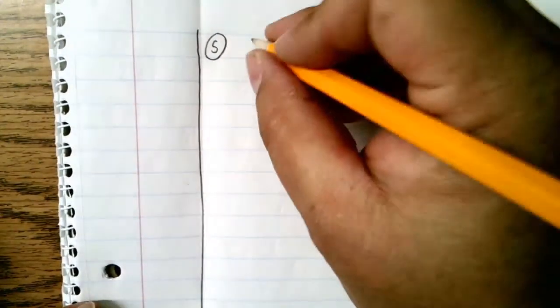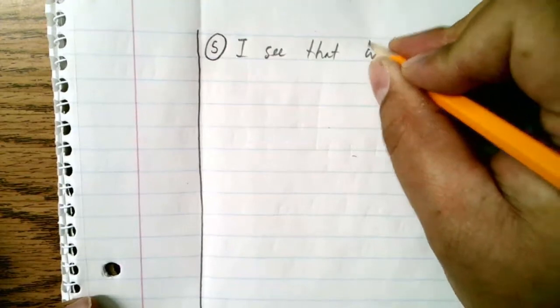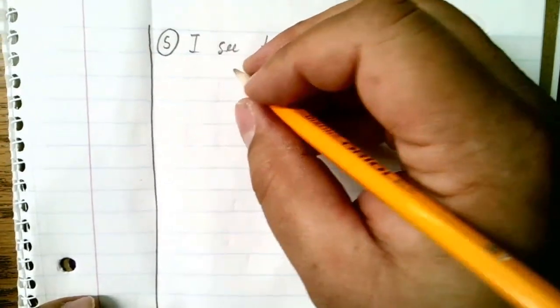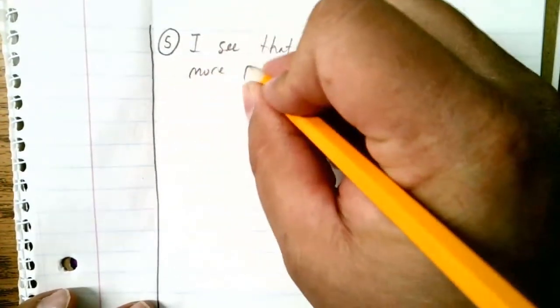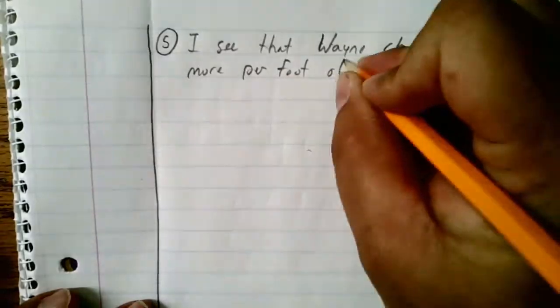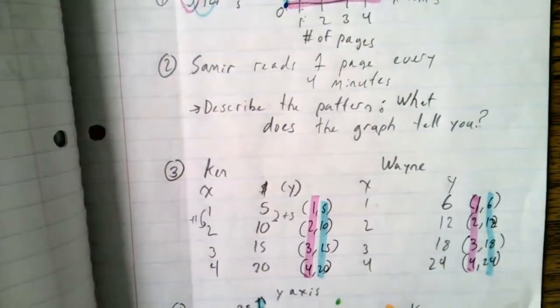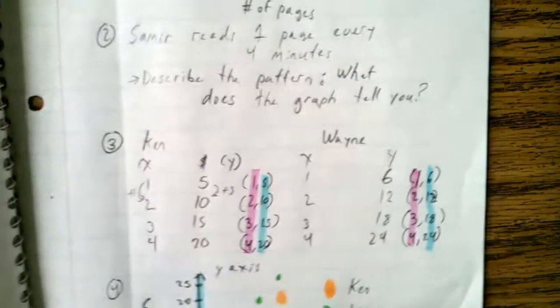Okay, I see that Wayne charges more per foot of fencing than Ken, right? And just to verify that, yep, the green is Wayne. His line is higher than Ken's, so that's true. Okay.